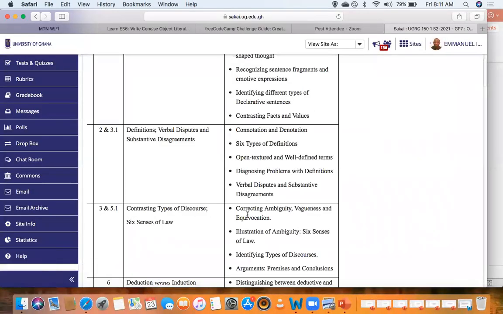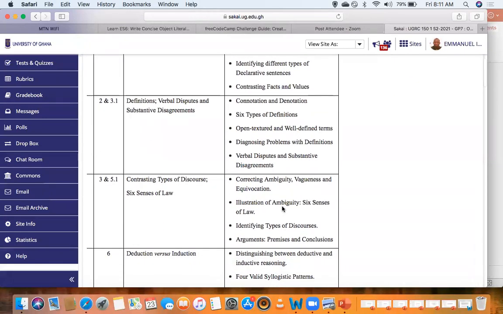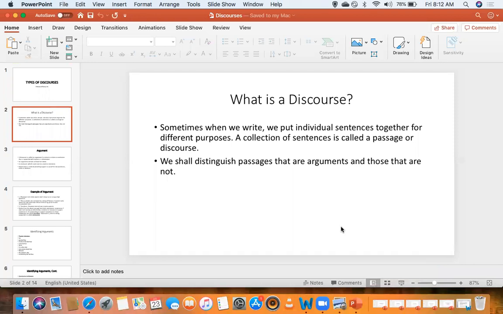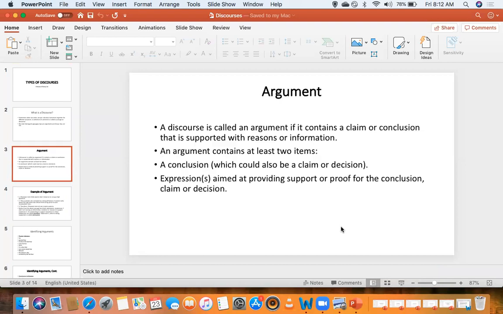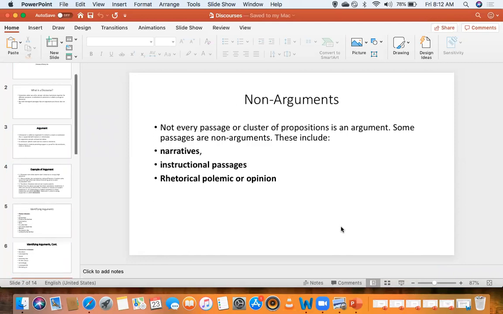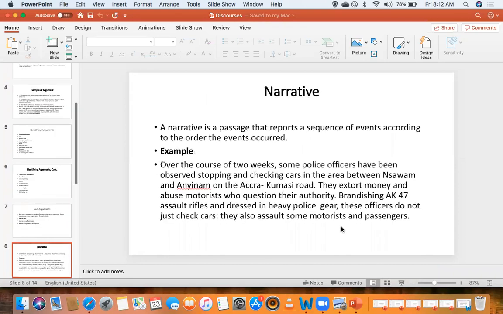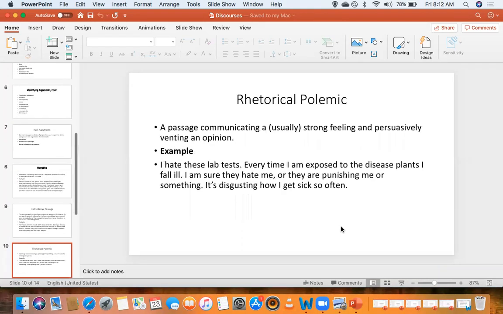And then from there, in the third class, we went on to discussing types of discourses and verbal disputes. Let me see. I have my discourses slides here. What is a discourse? We said it's a passage. We saw both arguments and non-arguments. An argument is a passage that contains a conclusion and premise. We saw examples, we saw how arguments can be identified, and then we moved on to non-arguments. We saw narratives, instructional passages, and rhetorical polemic. For rhetorical polemic, we said it's a passage communicating a usually strong feeling. We distinguished it from argument by saying that rhetorical polemic can also contain claims, just like arguments, but in addition to claims, they contain emotive expressions.